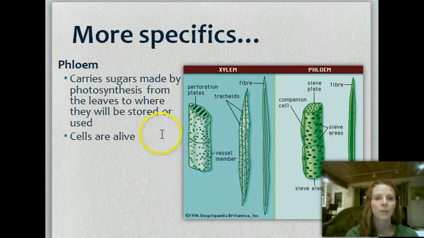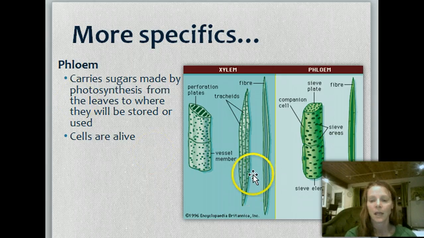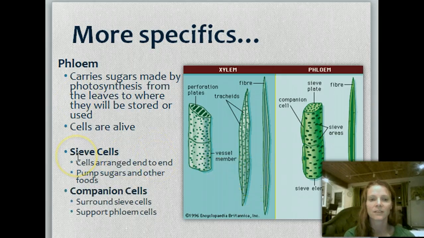So let's talk about the phloem. The phloem carries sugars made by photosynthesis from the leaves to wherever they need to be stored. Sometimes that sugar is stored in the roots, remember? So sometimes that phloem will carry sugars down or up to wherever it's needed. These cells are alive. So xylem cells, dead, phloem cells, alive, okay? Keep that in mind because that is an important feature.